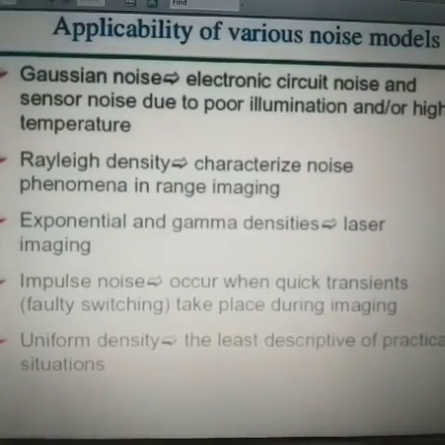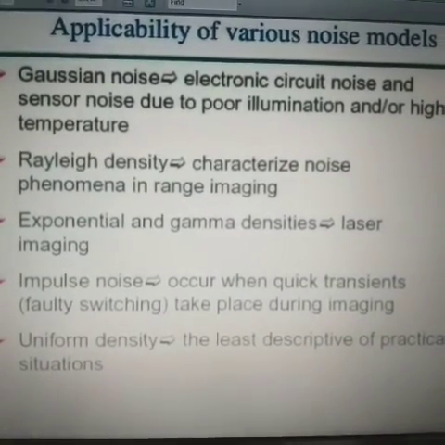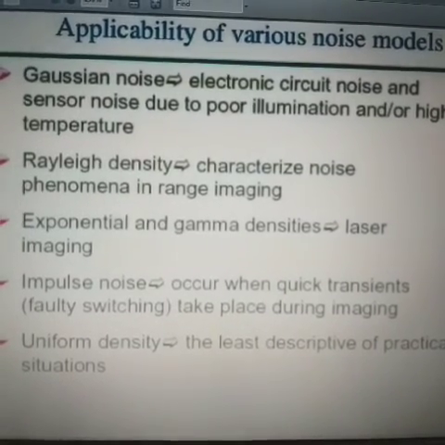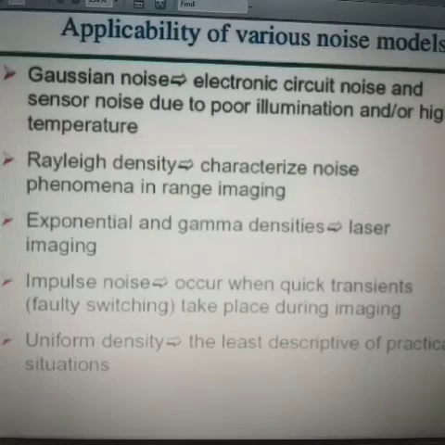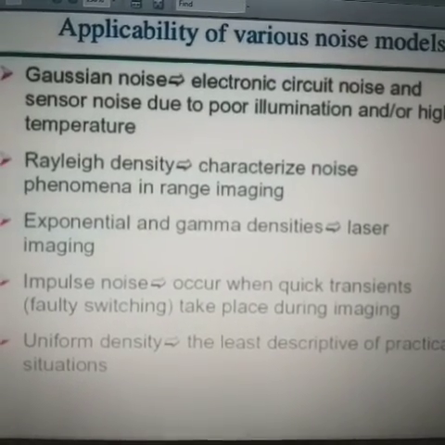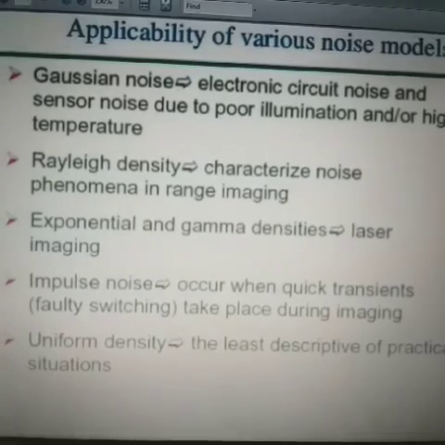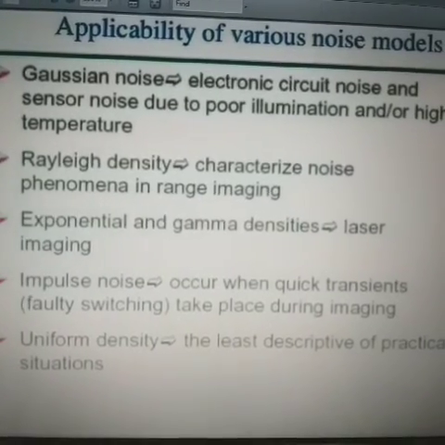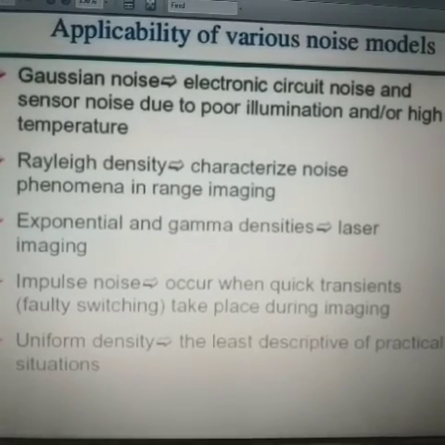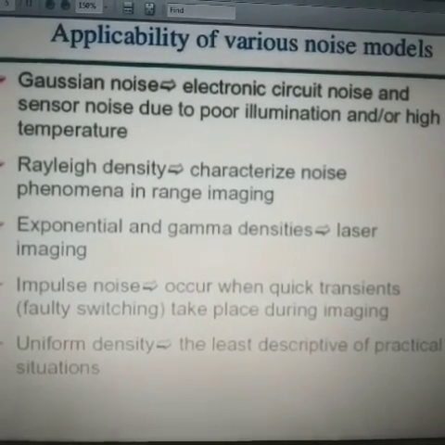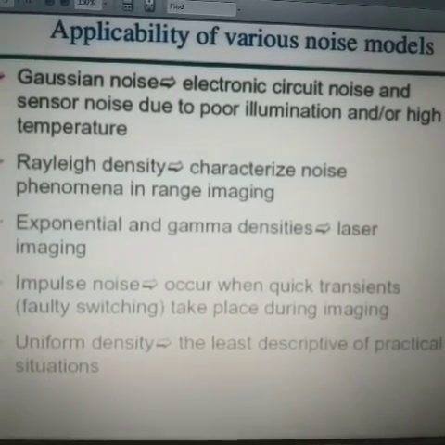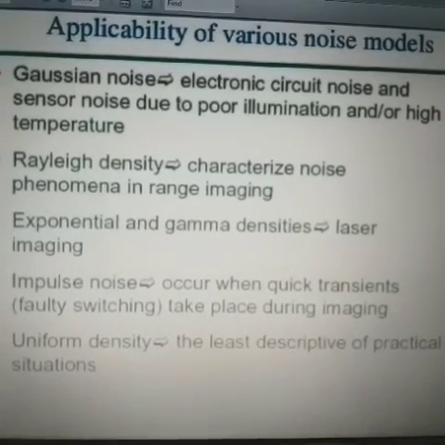This lecture of digital image processing will elaborate the concept of noise models that we already discussed in the previous lecture. The main focus is where these noise models are applicable. The first model we discussed, the Gaussian noise model, is used for electronic circuit noise and sensor noise. Why is it used here? Due to poor illumination and, of course, high temperature.